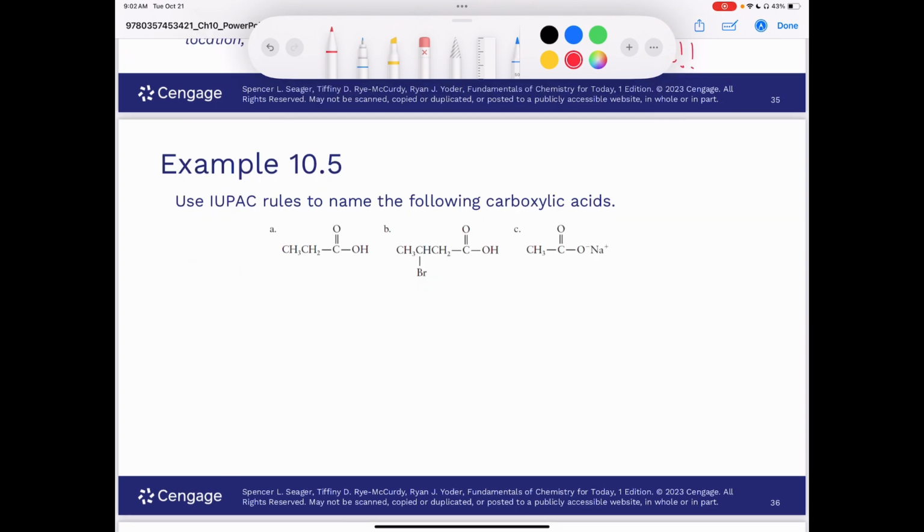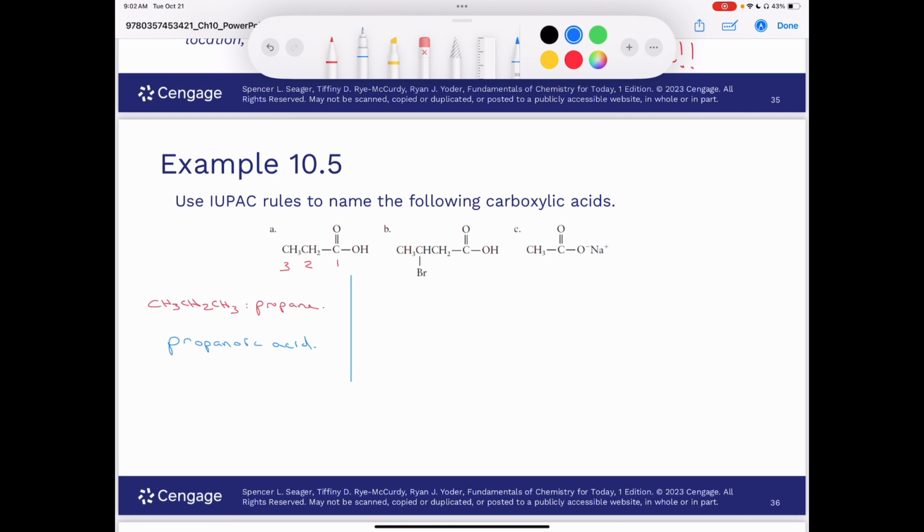And so let's see if we can name these carboxylic acids. Now, the first one has a total of 1, 2, 3 carbons in it. And if we had a 3 carbon alkane, like this, we would call that propane. And so what do we do? We drop the E and we replace it with oic acid. So the name of this compound must be propanoic acid, okay? That's the IUPAC name for this compound.